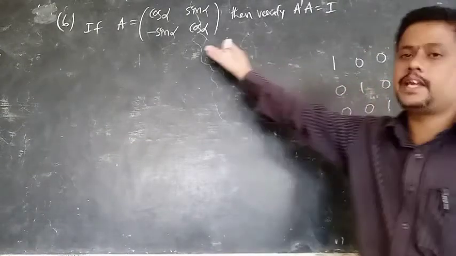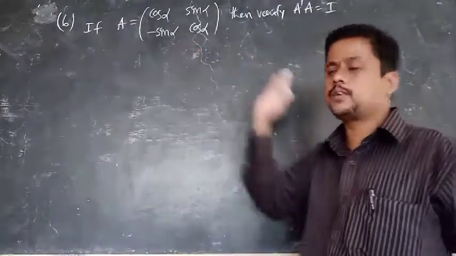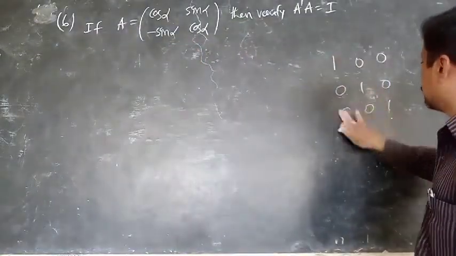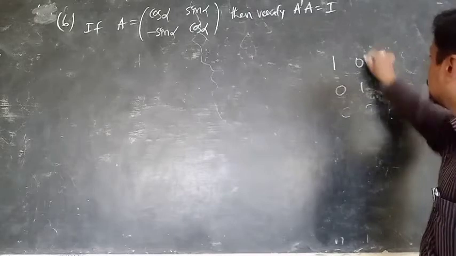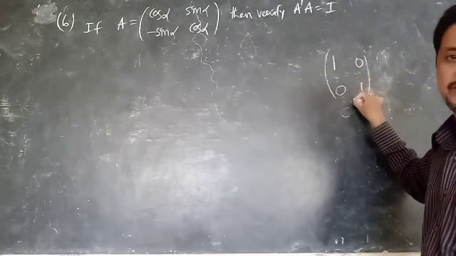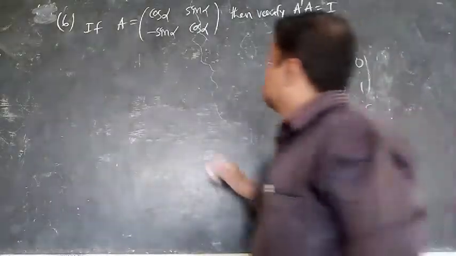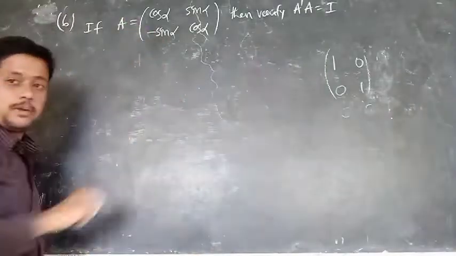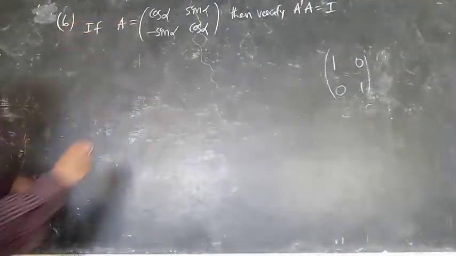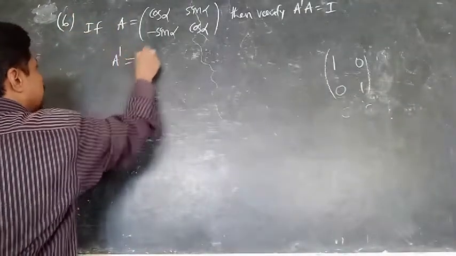Here we are finding the 2 by 2 identity matrix. That's why I write 1 0 0 1 only. I have to prove this one. This is the identity matrix. First, A is already given in the problem itself. First I have to calculate A dash. Now A dash is equal to what?